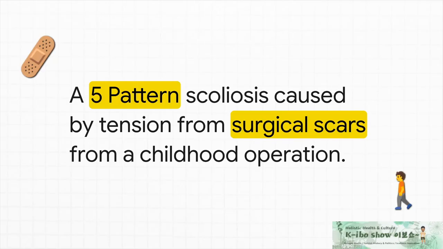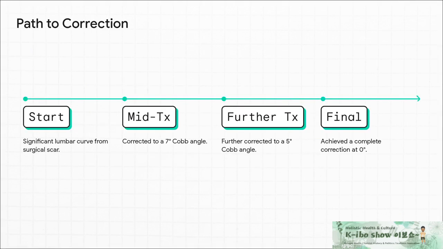Now for a really fascinating case. This is case study 7. The patient had a clear 5 pattern, but it wasn't idiopathic. The cause was something totally different. Tension from surgical scars from an operation they had as a kid. This timeline just perfectly captures the recovery journey. They started with this curve caused by scar tissue. By using the correct HGMT technique for a 5 pattern, they were able to get the Cobb angle down to 7 degrees, then down even further to 5 degrees, and ultimately they achieved a complete correction, bringing it all the way to 0 degrees. Just an incredible result.